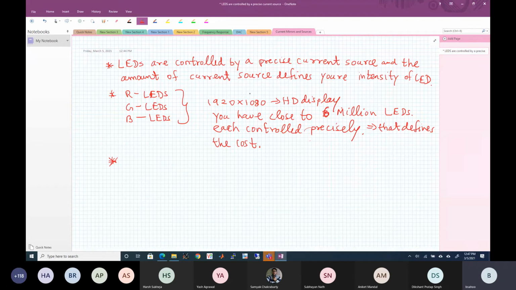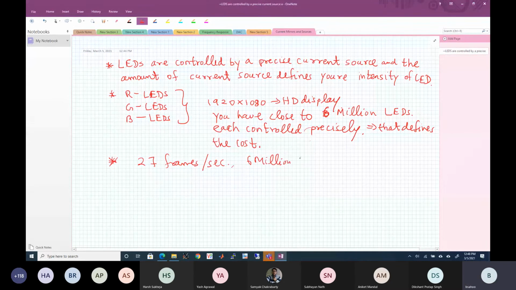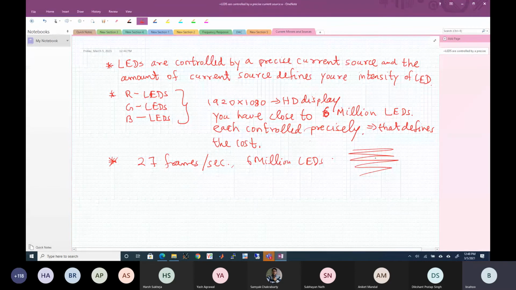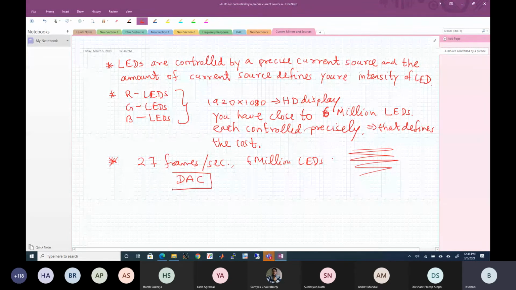Imagine the sample rate: it is 27 frames per second. And there are 6 million LEDs, and you have to do a scanning along the chain and display the image. So it is not an easy job. So this requires something called a digital to analog converter, which does this, and that is typically a current steering DAC.